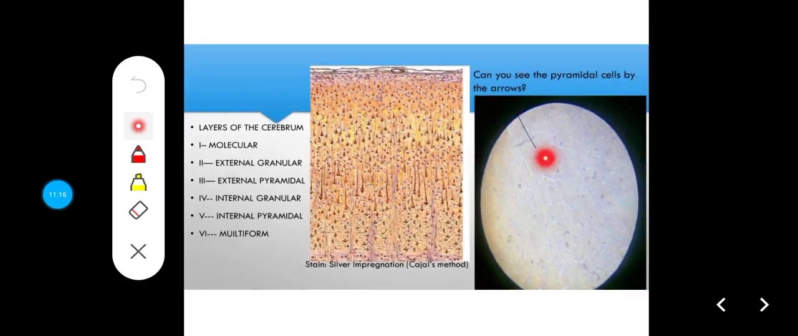So the arrow here is pointed at pyramidal cells. Same thing here. Notice the pyramidal cell layer, which contains the large triangular cells. Then this is the external granular layer, which contains the densely packed nuclei. Then this is the molecular layer, which is deficient in cells. It contains a few scattered neurons and more of the cell processes.